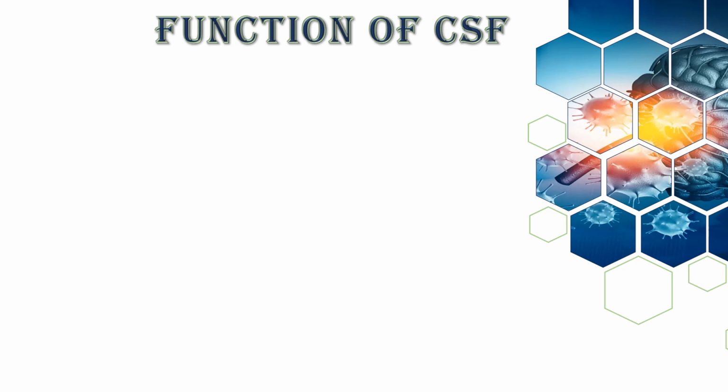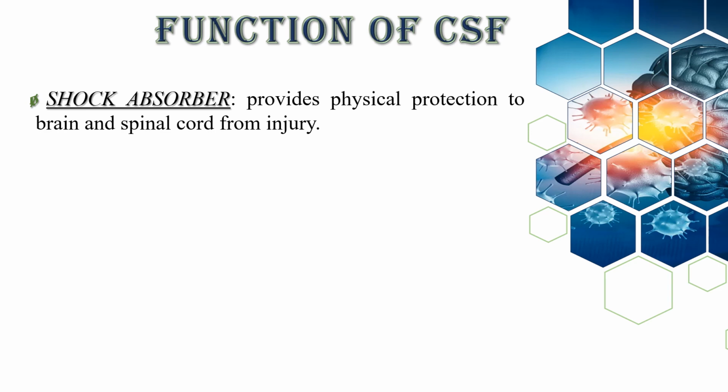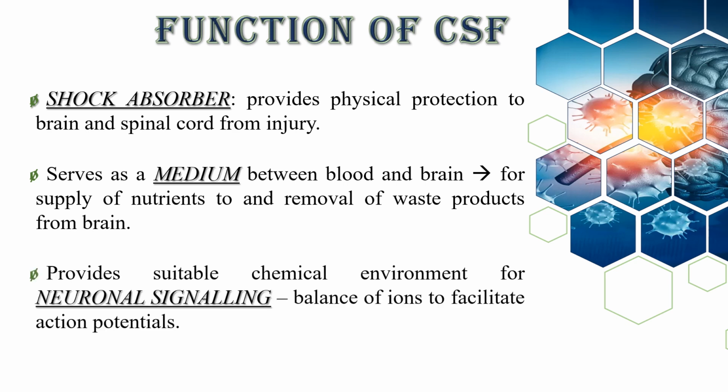So now, what are the functions of CSF? Why is this present inside our brain? It acts as a shock absorber for the brain. It provides physical protection to the brain and the spinal cord from any injury. Then it serves as a medium between blood and brain for supplying nutrients and removal of waste products from the brain. And finally, CSF provides a suitable chemical environment for neuronal signaling. That is, it maintains a balance of ions to facilitate action potentials inside the brain.